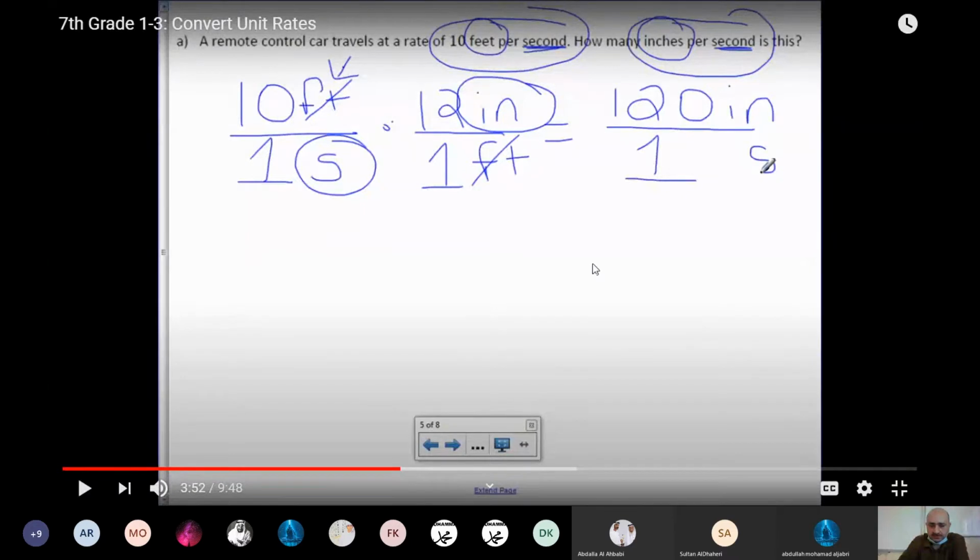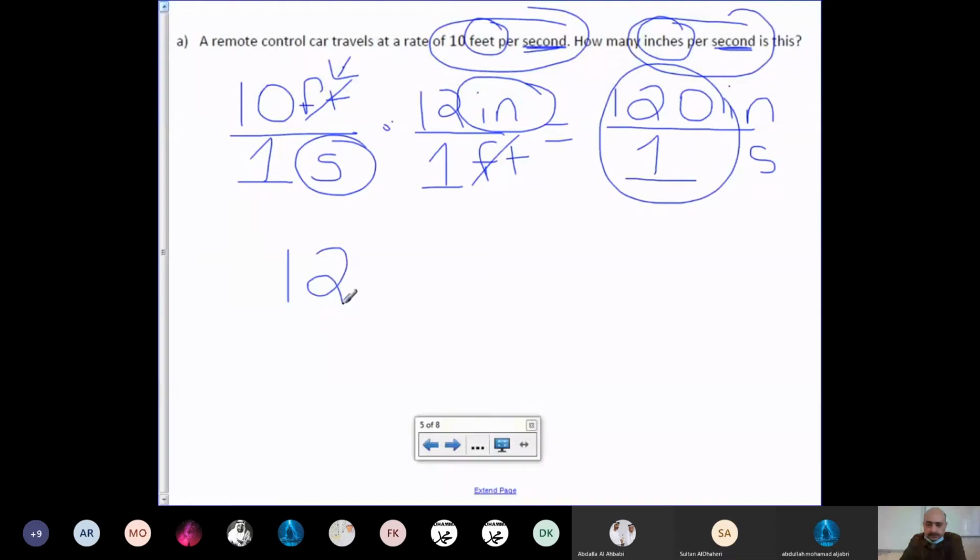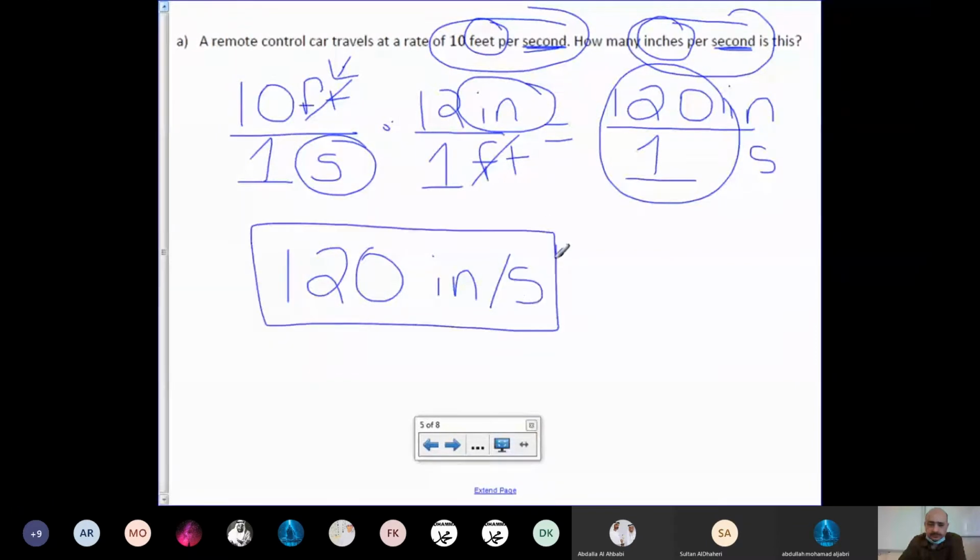Continue. Divide 120 divided by 1, which is 120, and our units are inches per second. So we just converted 10 feet per second into 120 inches per second. Let's try another one with a couple steps.